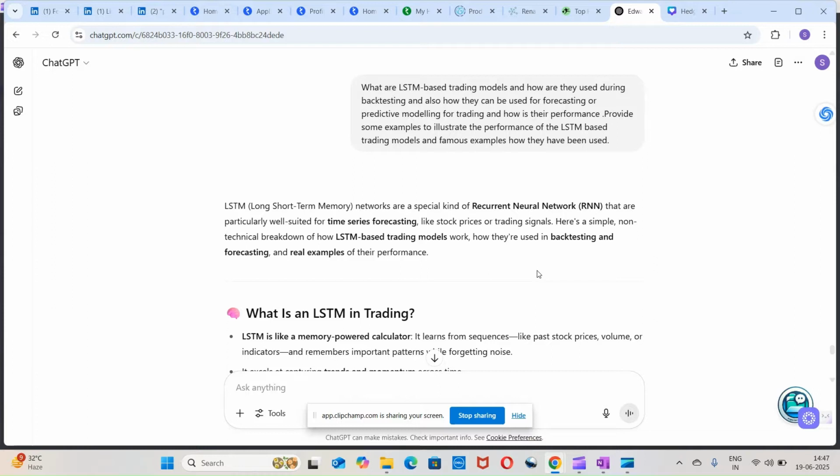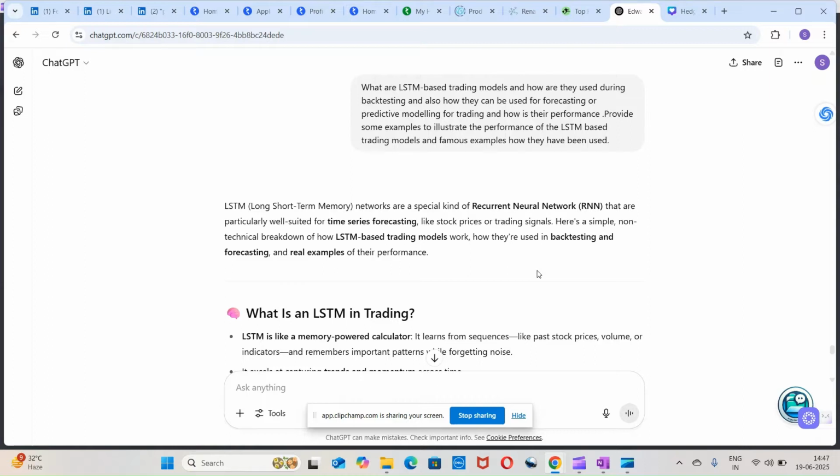We have discussed the popular AI models used for forecasting, and we went deeper into transformers as well as Markov models. Today we will discuss LSTM based trading models and how they can be used for predictive modeling and forecasting in trading, and how their performance is when used for backtesting as well as for predictions. We'll go through some examples of how these LSTM models have been tested and what their accuracy or performance is.